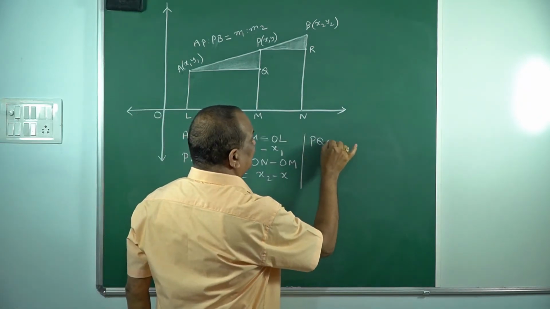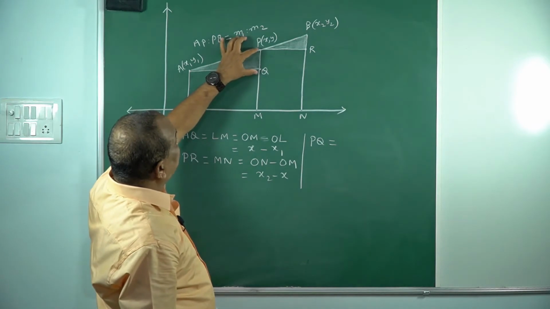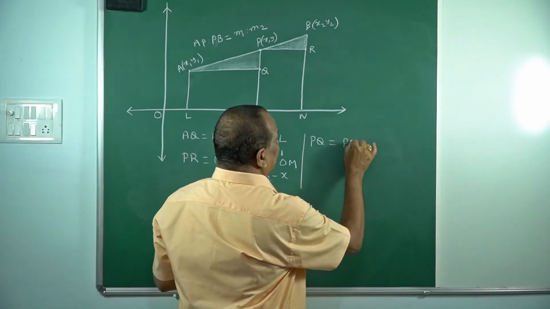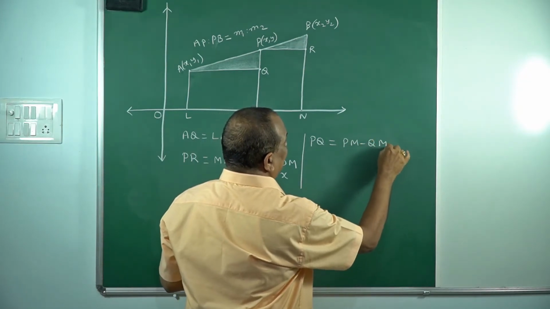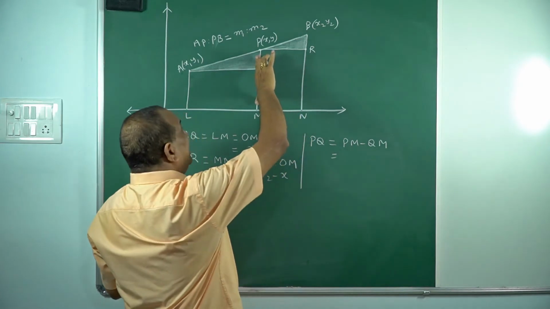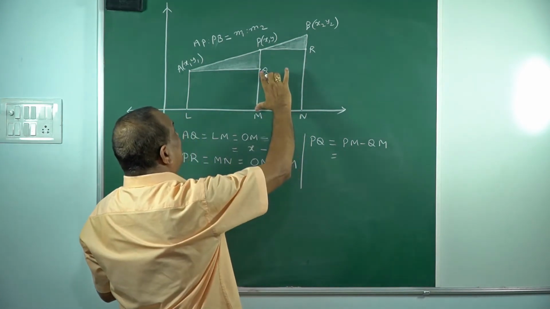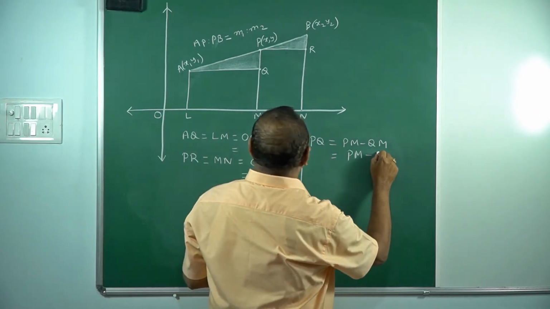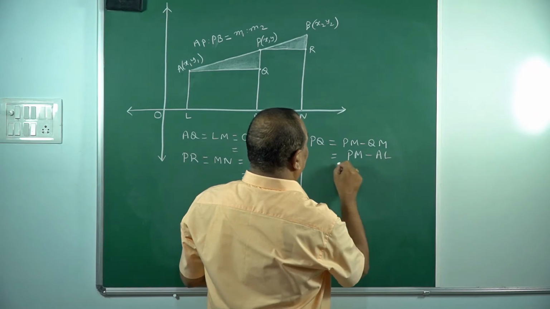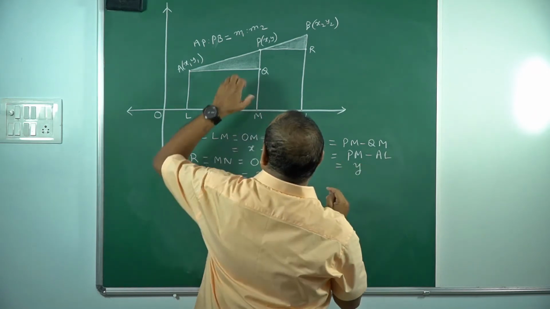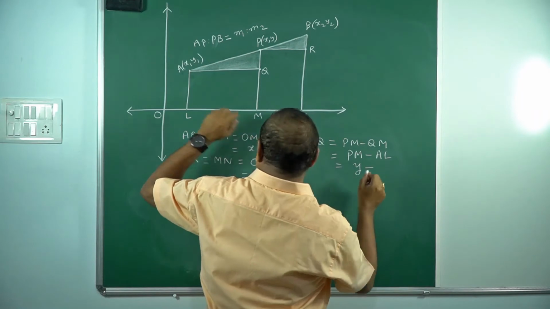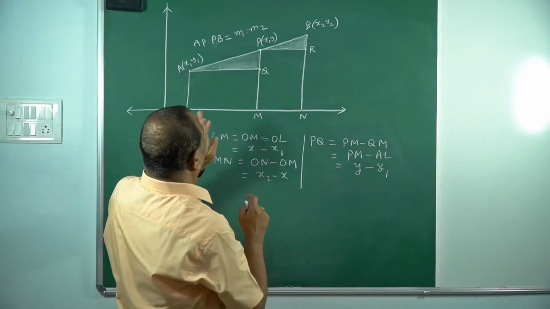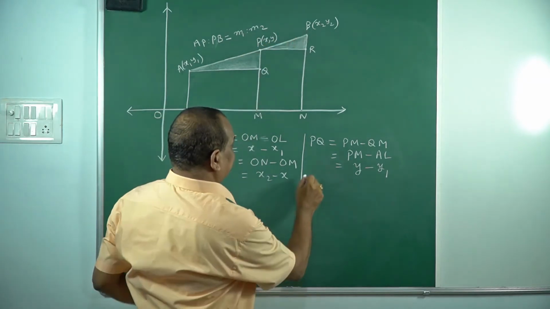PQ height I want. This PQ is PM minus QM. PM height I know, Y. But QM is the same as AL. AL height I know, Y1. So PQ is Y minus Y1. And the last one, this I want, BR.